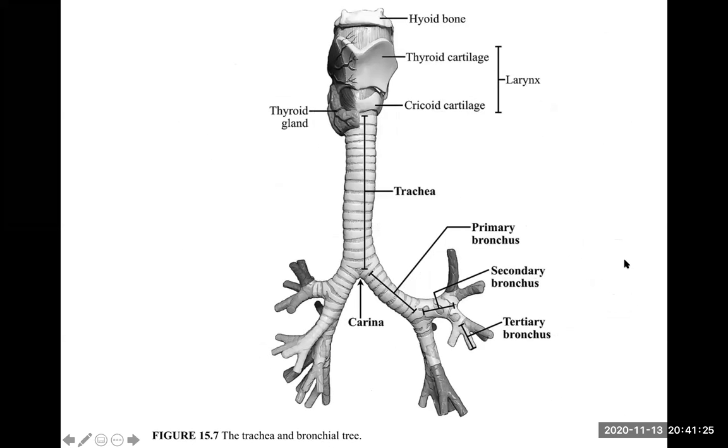Here's a look at how the trachea, so after the larynx, the trachea will continue to flow air into the lungs. The trachea splits at a point called the carina into the right and left primary bronchus. Primary bronchi split into secondary bronchi, and then secondary bronchi split into tertiary bronchi. So it makes this kind of tree branch-like structure, moving from trachea to primary bronchi, secondary bronchi, and tertiary bronchi.